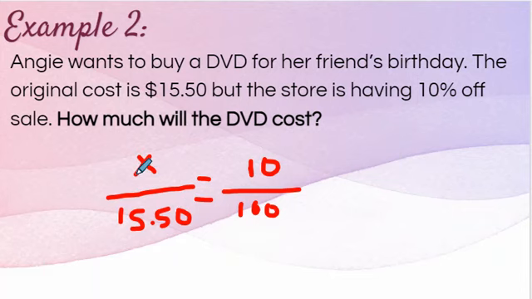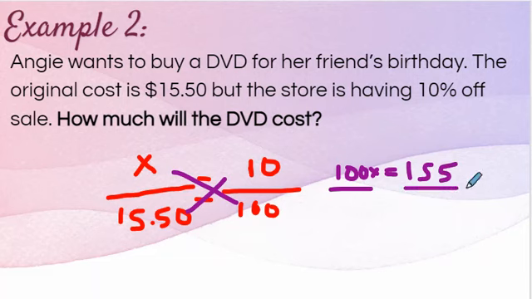Okay, so we'll cross multiply $15.50 times 10 and 100 times x. 100 times x is 100x. You can probably see the pattern here. And 1550 times 10 is 155. So we divide both sides by 100.